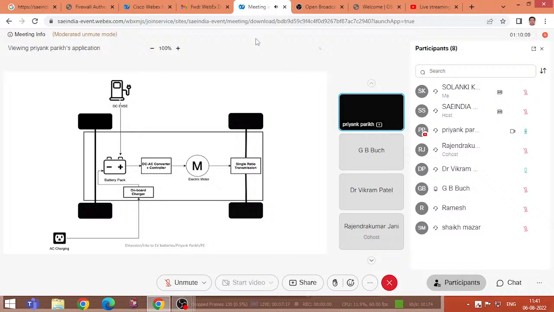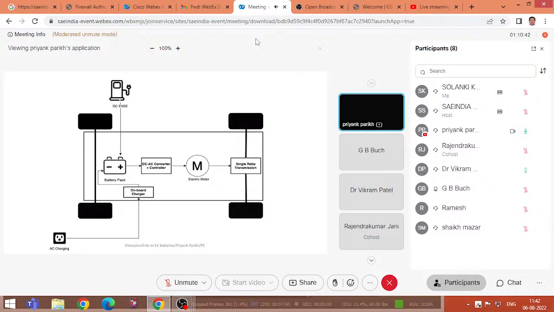It feeds this energy to the motor. What does the electric motor do then? It receives the energy from the battery and converts it into mechanical energy. So we require a conversion mechanism. We convert AC into DC. How is that done? It is done through this converter.